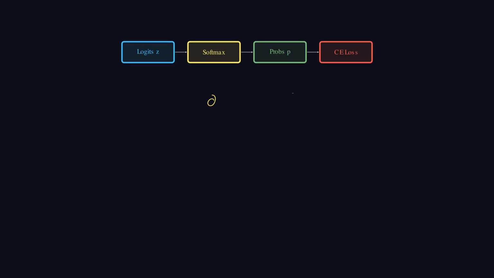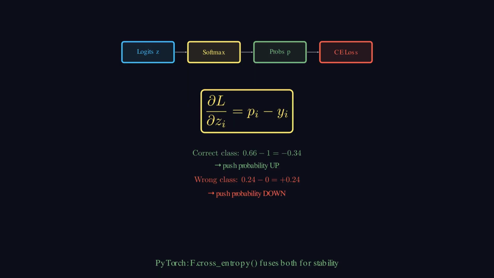Here's something elegant. When you compute the gradient of cross-entropy loss after softmax, the math simplifies beautifully. The gradient with respect to the logits is simply pi minus yi, the predicted probability minus the true label. For the correct class, the gradient is p minus 1, pushing the probability up toward 1. For all wrong classes, the gradient is just p, pushing their probabilities down toward 0. No exponentials in the gradient, no logarithms, just a subtraction.